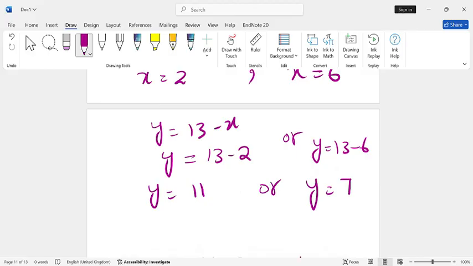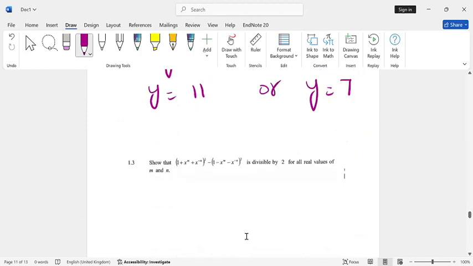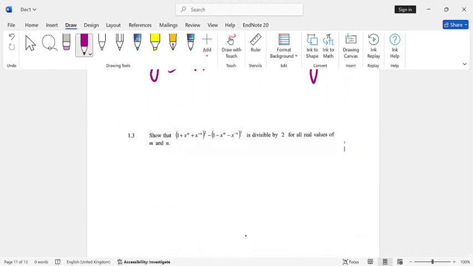So let's move to the next question. The next question is about showing that the difference of these two squares is divisible by 2 for all real values of m and n. Okay, so we have to show that the difference of these two squares is divisible by 2. Okay, so let's solve it.